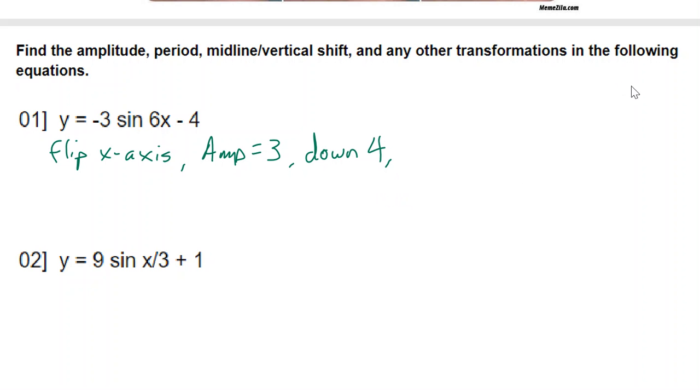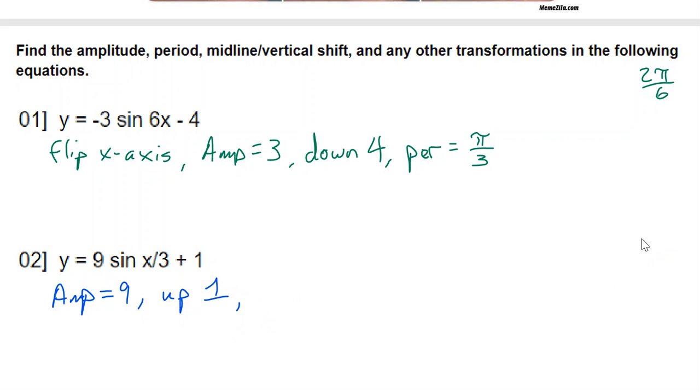And then we're going to have to come over here and figure out if my period is 2 pi over 6. That's going to be a period of pi over 3. Right over here, I've got an amplitude of 9, shifting up 1. And then pi over 3 is basically saying 1/3 pi. So if I do this with 1/3 underneath, that is the same as flipping and multiplying. So that's going to give me a period of 6 pi.